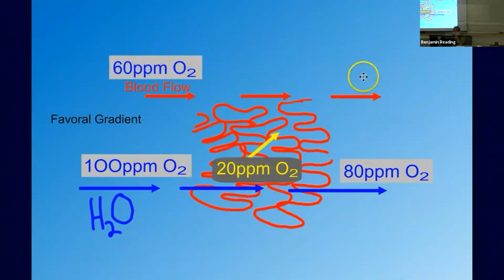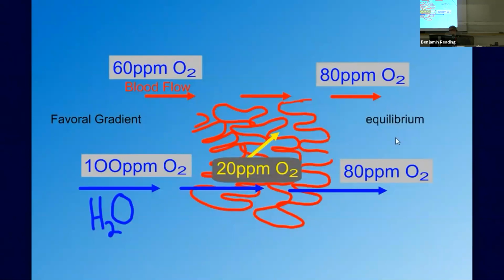But by the time we get to the end and we've picked up 20 from the water, the blood is at 80 and the water is at 80. So our difference between the two, we could reach an equilibrium.